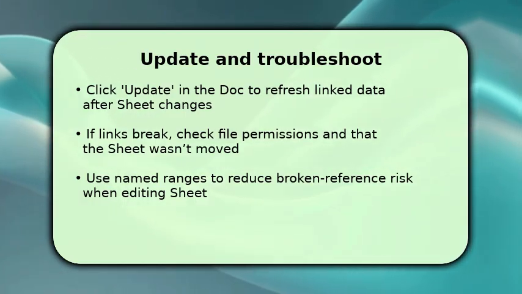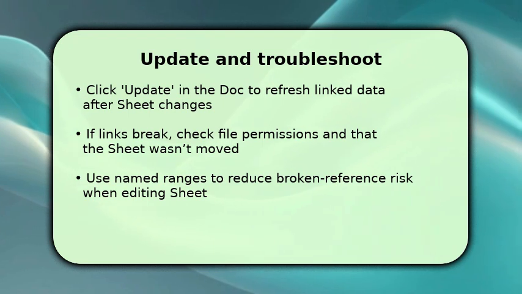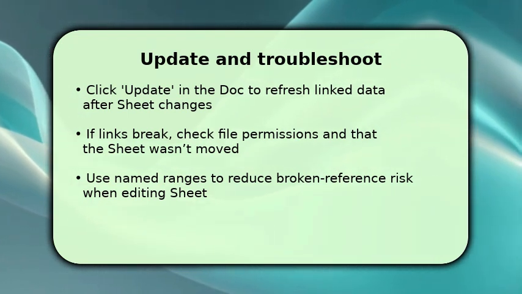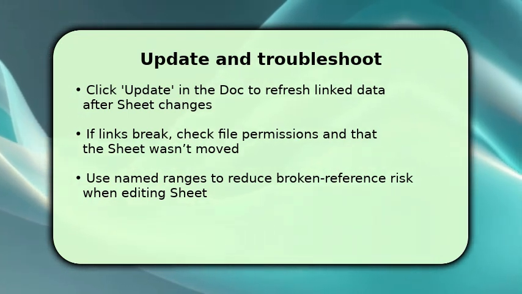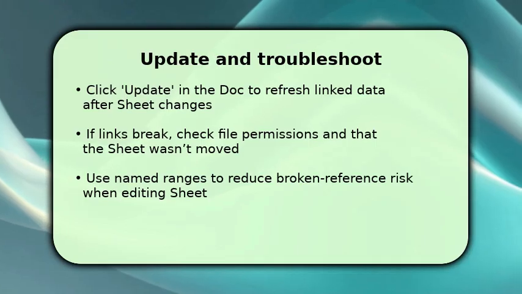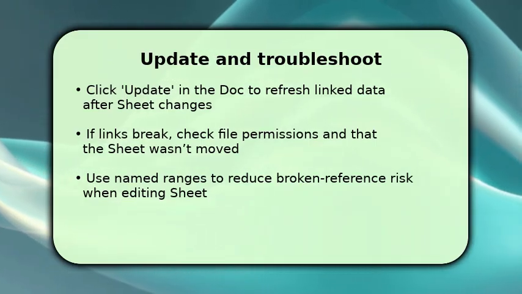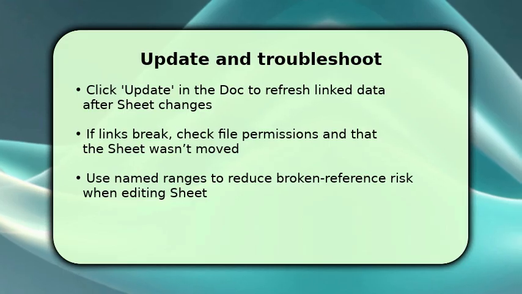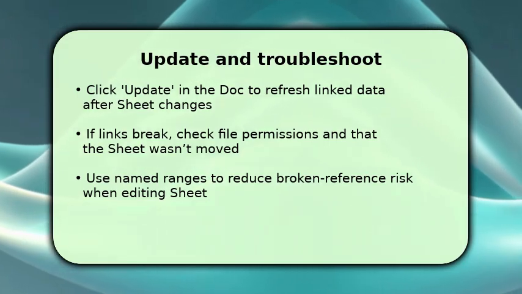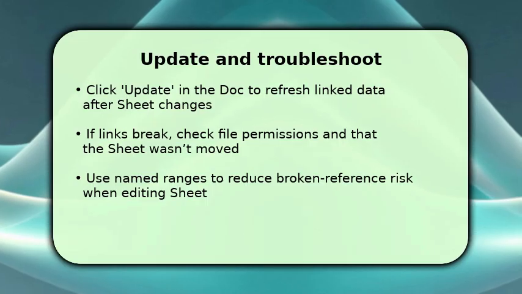If updating fails, verify sharing permissions. You must have access to both files, and the doc viewers need at least view permission on the sheet to see live data. If the link breaks because the sheet moved or ranges changed, recreate the named range or reinsert the link. That resolves most issues quickly.